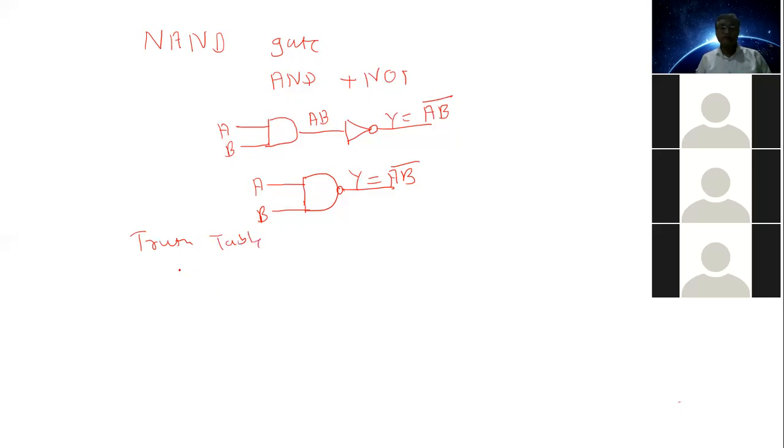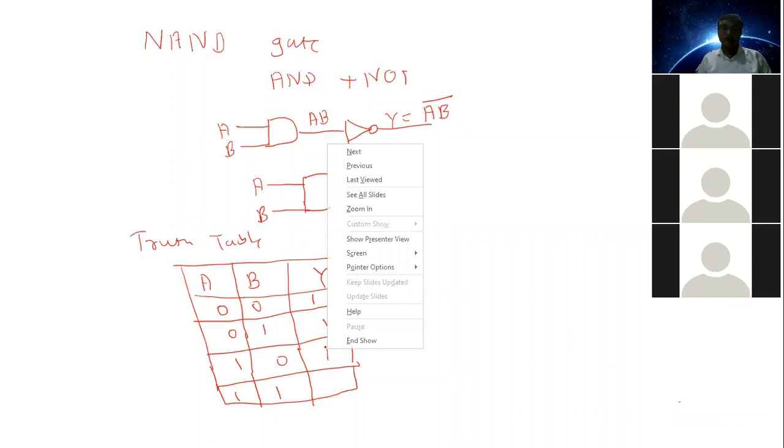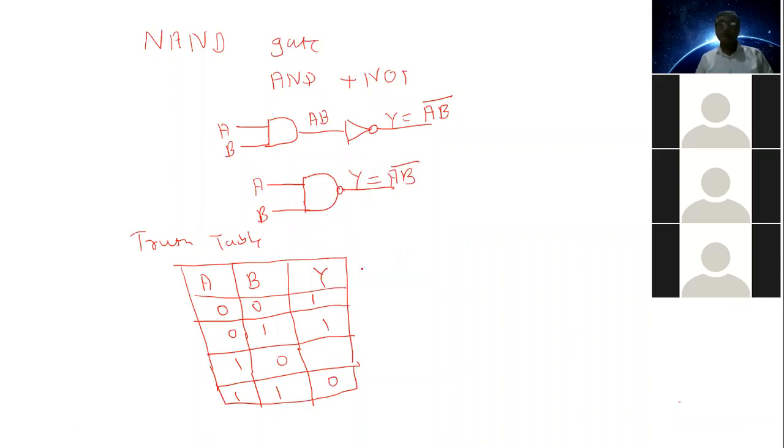Truth table for the NAND gate. A, B, Y. Zero, zero. Zero, one. One, zero. And then finally one, one. AB will be 0, 0, 0, 1, and after complementing, it becomes 1, 1, 1, and here it is zero. This is the truth table for the NAND gate. Y is equal to complement of AB.